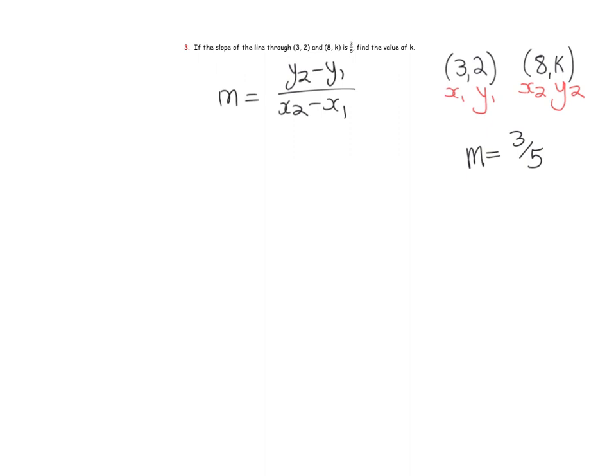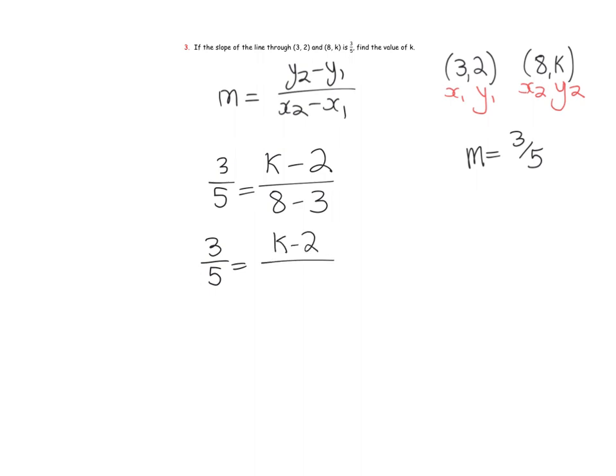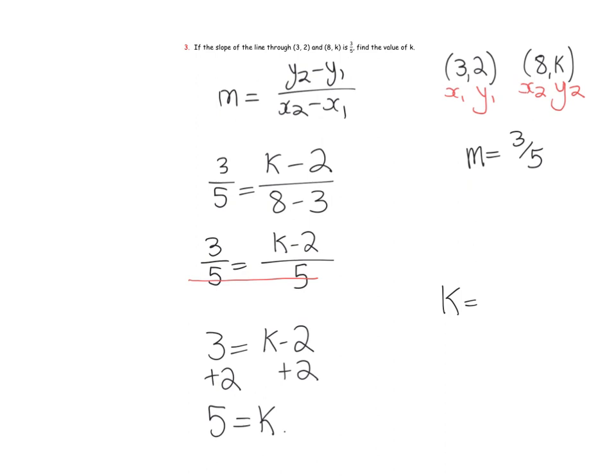So then we fill in the information that we know. So m is 3 over 5, y2 is k, y1 is 2, over x2, which is 8, minus x1, which is 3. So this will stay as 3 over 5, and this will be equal to k minus 2 over 8 take 3, which is 5. So we have 5 under both, so we can forget about the 5. Then this will become 3 is equal to k minus 2. I'm going to add 2 to both sides, and then we'll get 5 is equal to k. So the value of k in this example is 5.